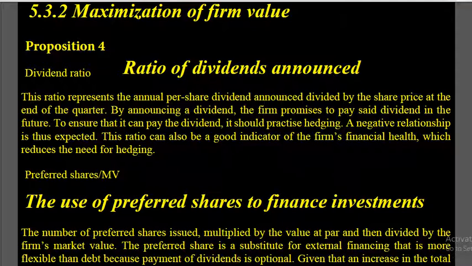Okay, let's go on. 5.32, maximization of firm value. Proposition 4: dividend ratio of dividends announced. Let's recall what proposition 4 is. Firms in good financial health, meaning that they announce dividends and finance their investments with preferred shares, have a lesser need for external debt and consequently need less hedging or risk management to protect themselves from the costs of financial distress.